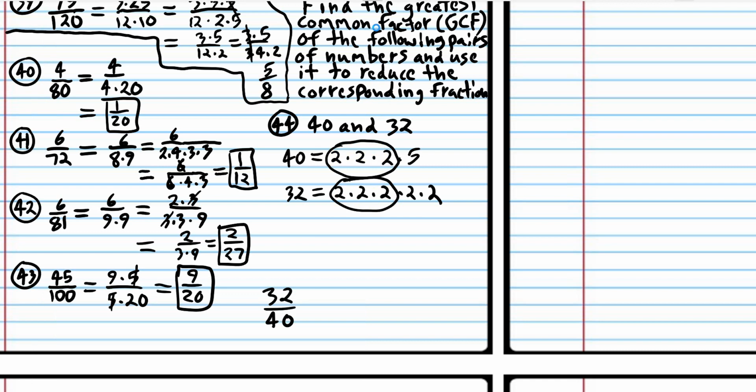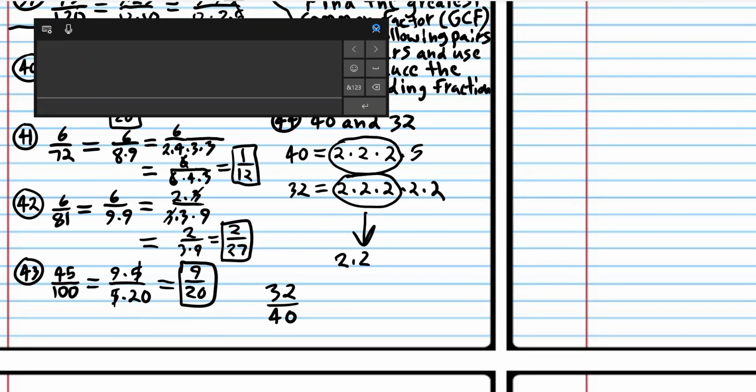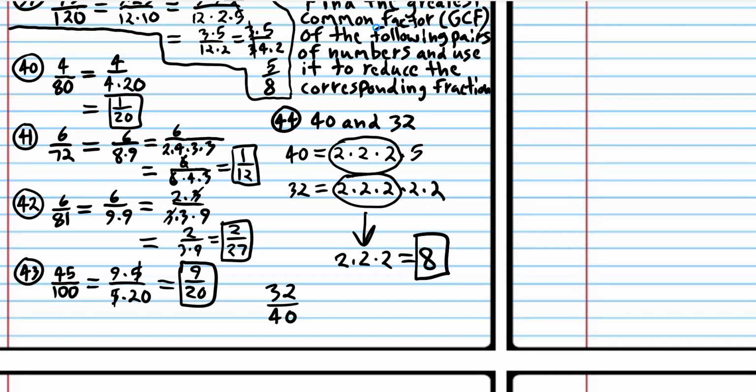So 2 times 2 times 2 is what's called the greatest common factor of 40 and 32. So what that means, let's just go ahead and write that. 2 times 2 times 2 is 8, and that's our answer. That's the GCF. In fact, let's write GCF equals 8.